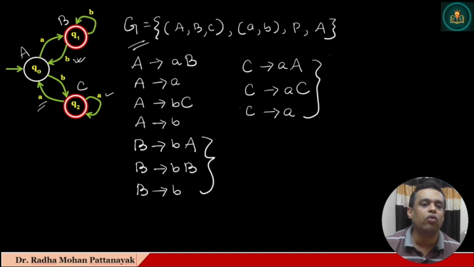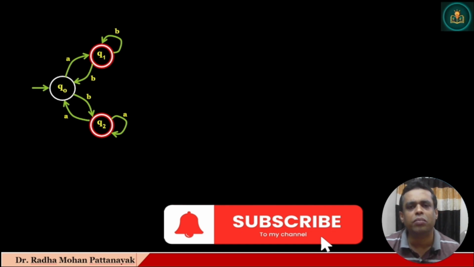Clear? Now we have written all the production rules for different states A, B and C. So in this lecture I have completed how to write the production rules for different states present inside a finite automata. Clear? I hope everybody understands it.